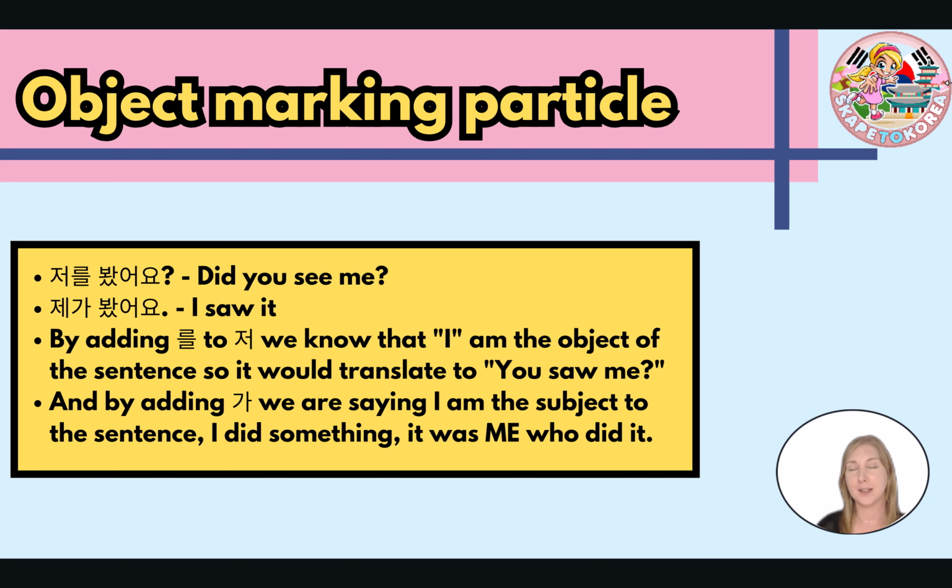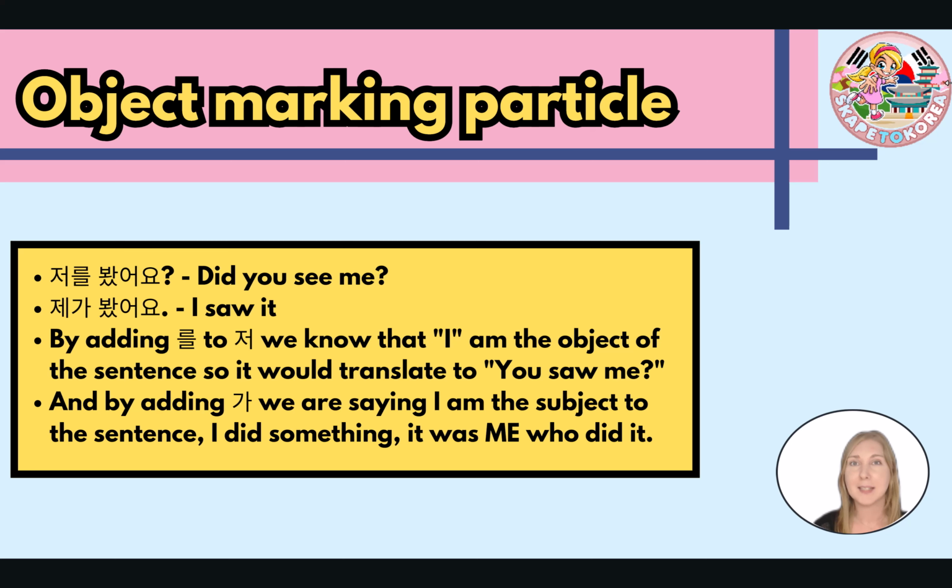All right, and here is a very tricky one because in this case, you have two sentences. The first one is 저를 봤어요. Did you see me? And the second one is 제가 봤어요. I saw it. So here you're really just changing 저 to either 저를 or 제가. And well, one is with a question mark and one isn't. But the sentence completely changes because depending what is object or the subject of the sentence, your meaning changes.